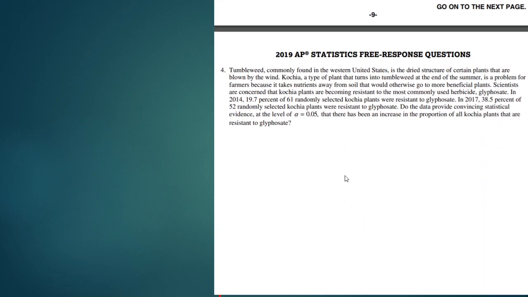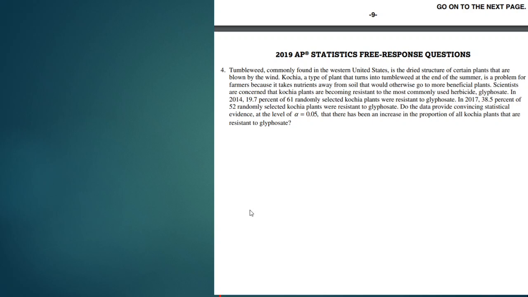Okay. So, question number 4 was interesting because it didn't have any parts to it. So it says, tumbleweed commonly found in the western United States is the dried structure of certain plants that are blown by the wind. Kochia, I think that's how you pronounce it, a type of plant that turns into tumbleweed at the end of the summer, is a problem for farmers because it takes nutrients away from soil that would otherwise go to more beneficial plants.